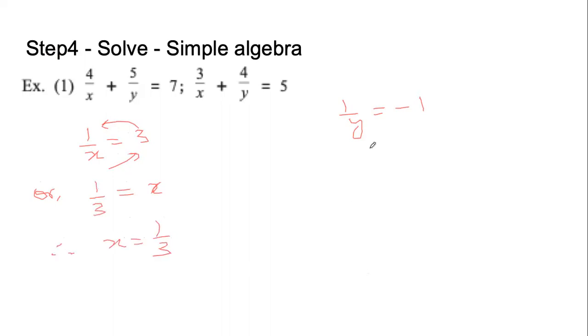When we do the same thing on the other side, we directly say y equals minus 1. If you want to know how it happened, it happened like this: 1 by minus 1 equals y. So y equals minus 1. Therefore, our solution is x equals 1 by 3 and y equals minus 1.